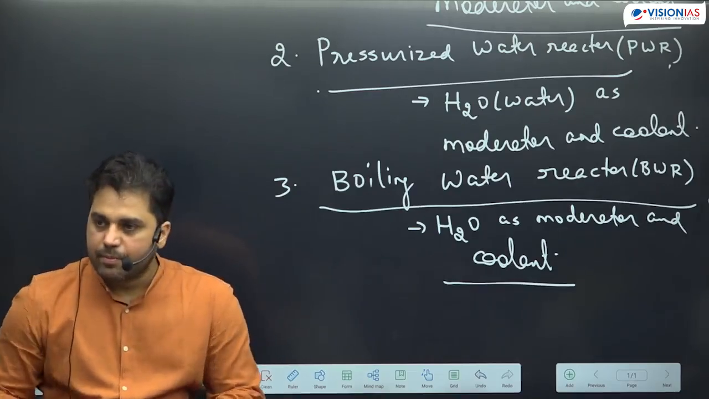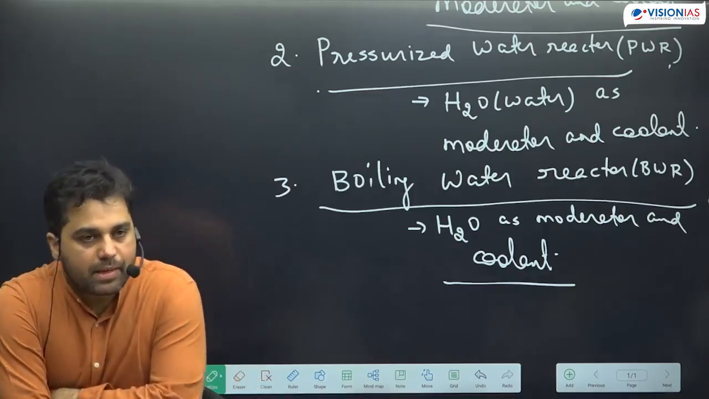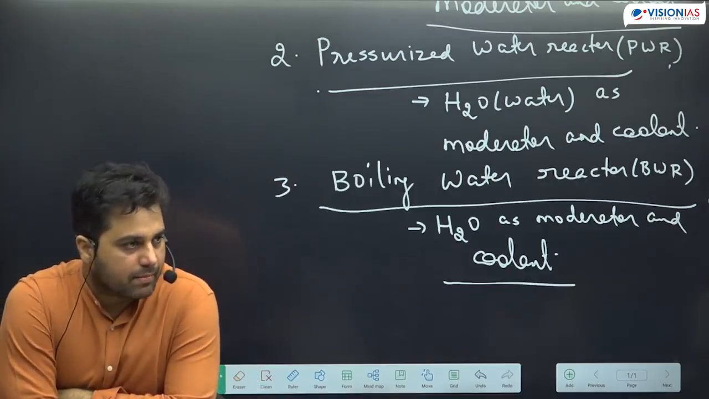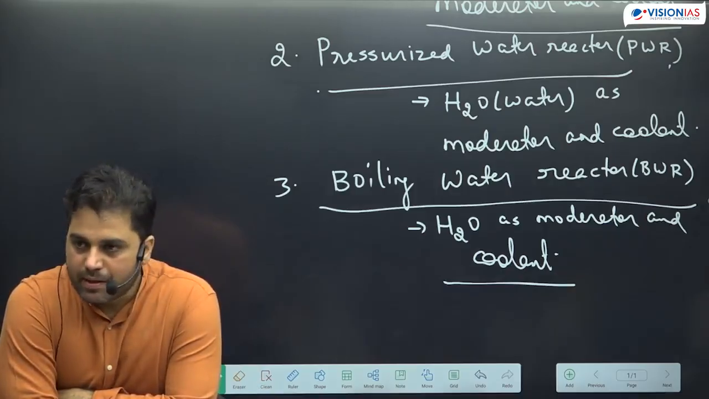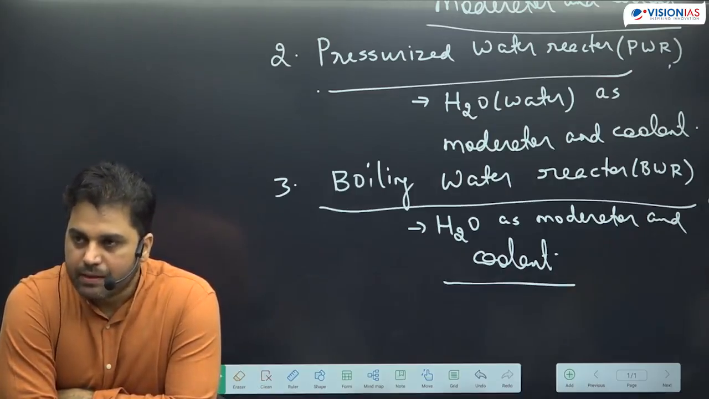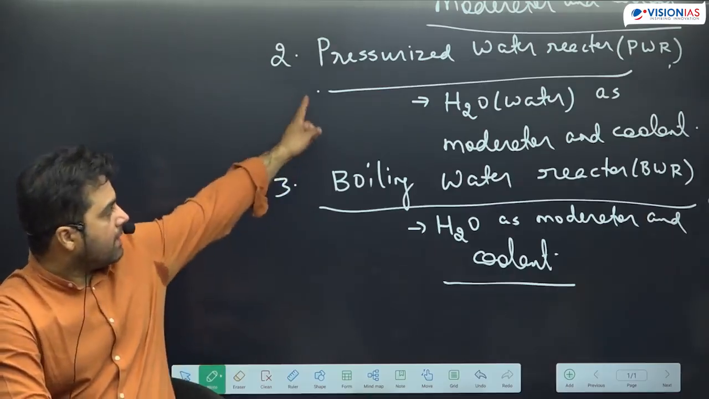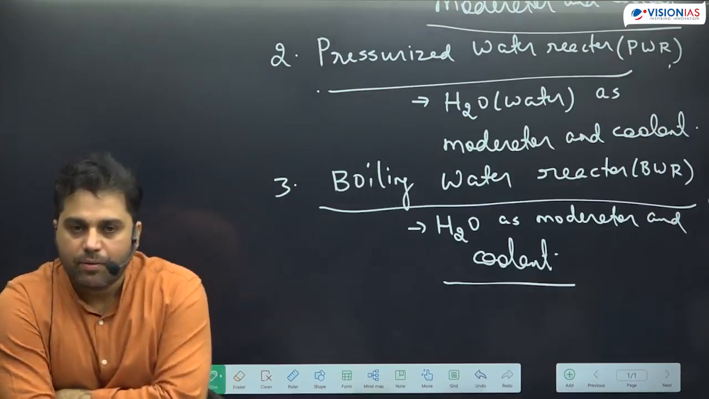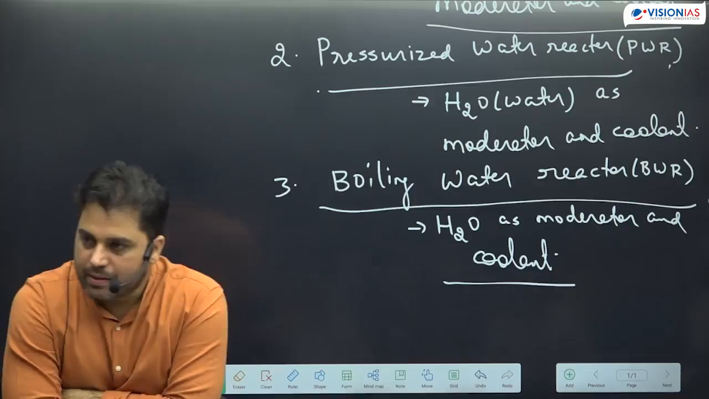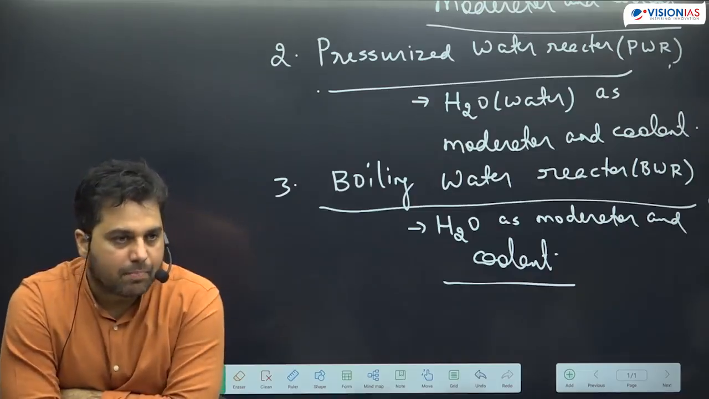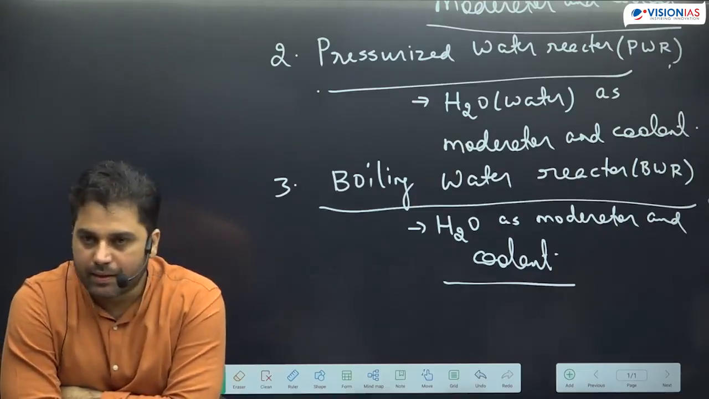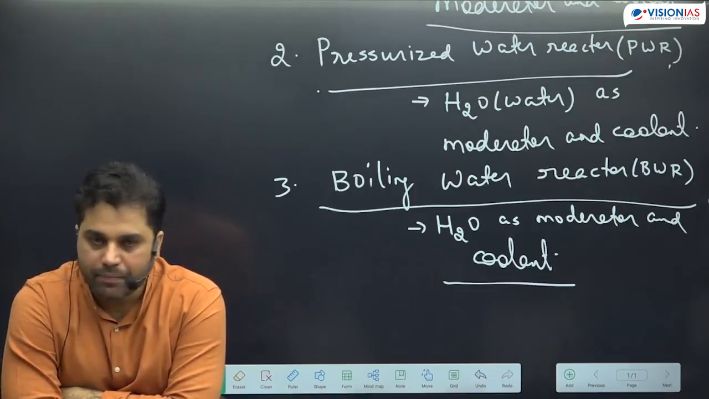So what is the difference between PWR and BWR then? Pressurized water reactor, if they both are using water as moderator and coolant. The fundamental difference is how they use water. And वो नाम से ही clear है. In pressurized water reactor, water is used at very high pressure. What does that mean? The water which is pumped inside the core of the reactor is at very high pressure.